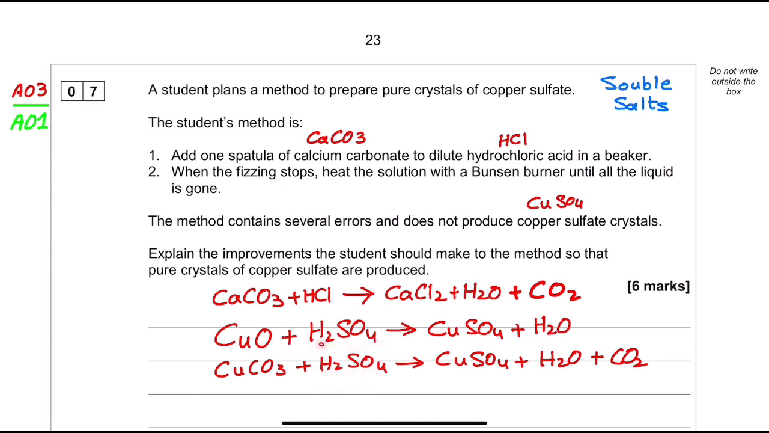Copper oxide, when it reacts with sulfuric acid, produces copper sulfate and water. If the student wants to use copper carbonate with the sulfuric acid, it produces copper sulfate, water H2O and carbon dioxide. The student can pick one of the chemical reactions because both produce copper sulfate. After the chemical reaction, the student needs to use point number 2 to get copper sulfate crystals.